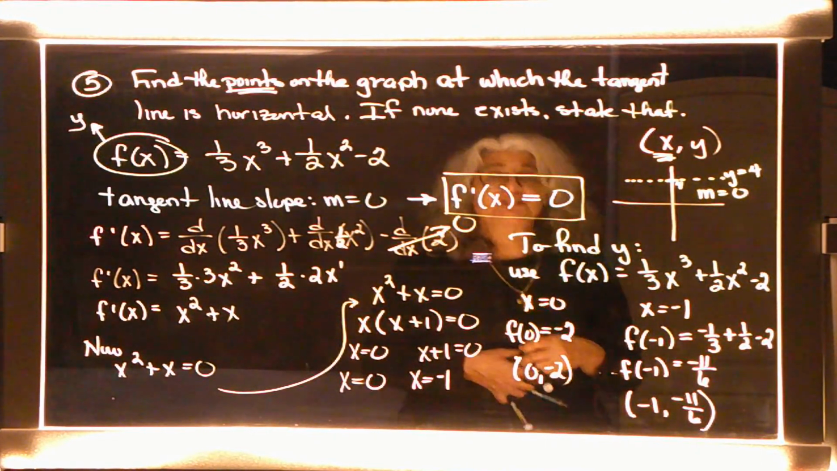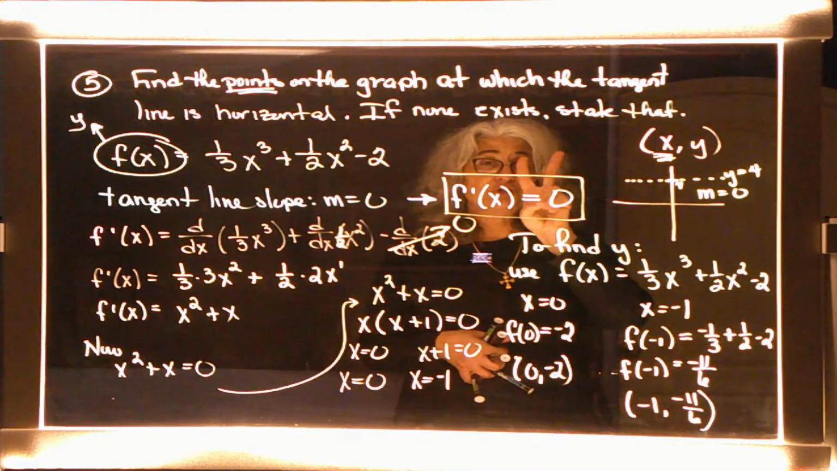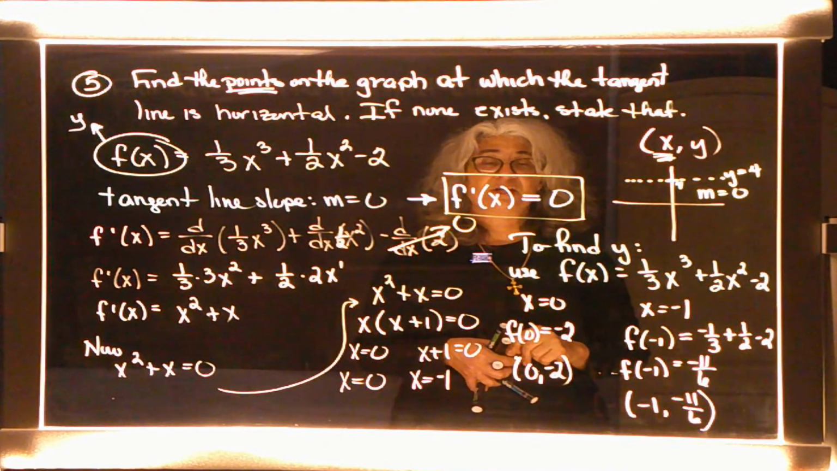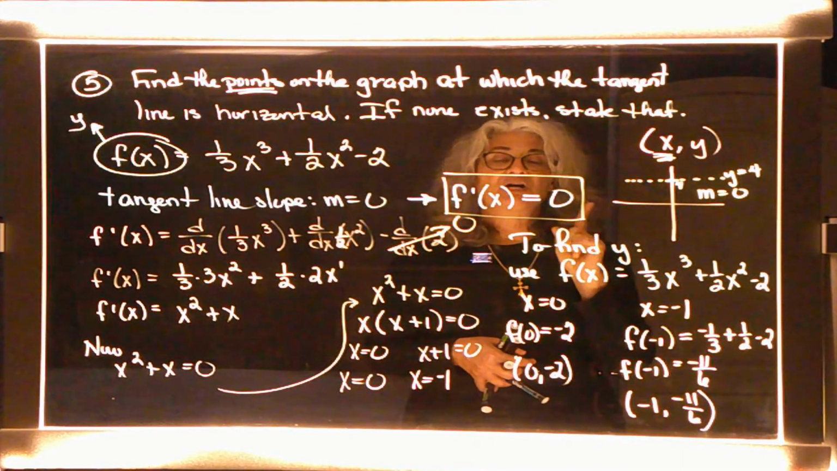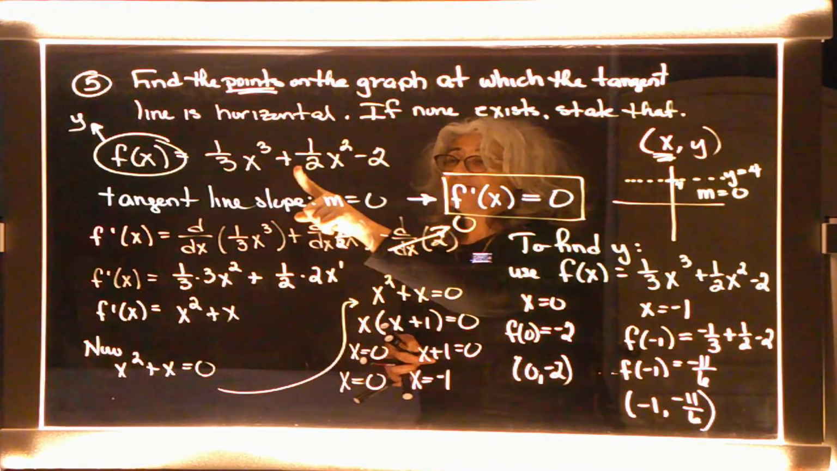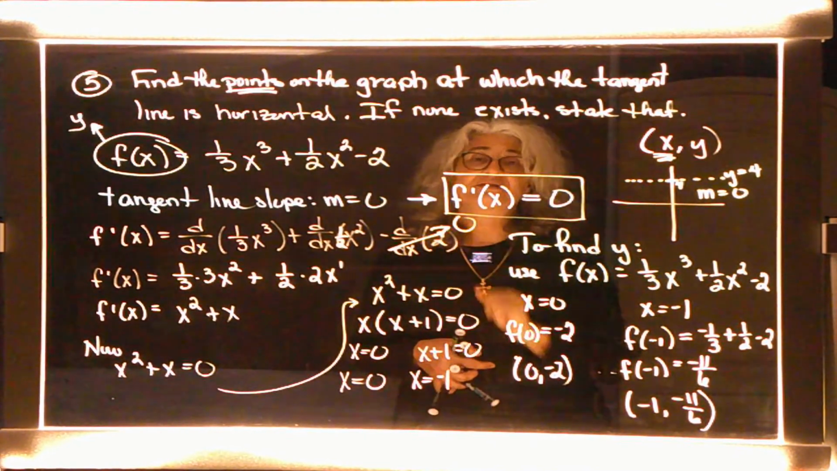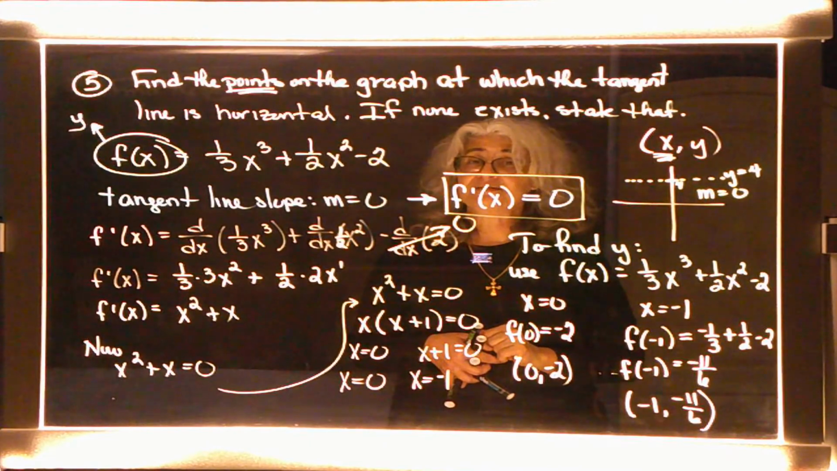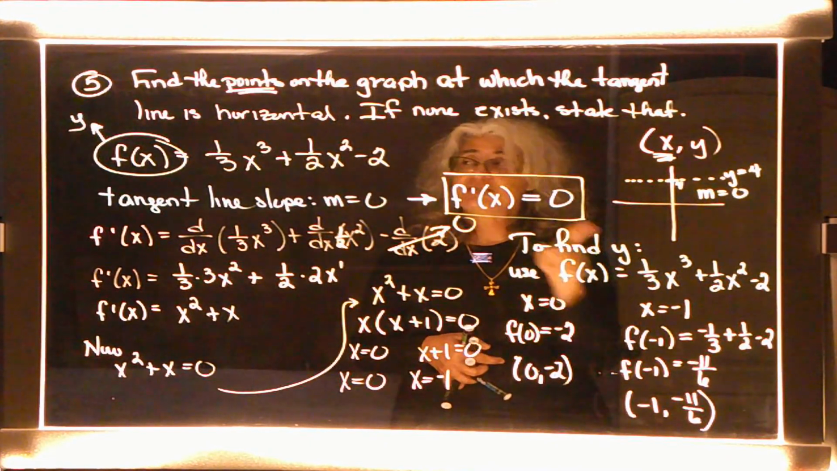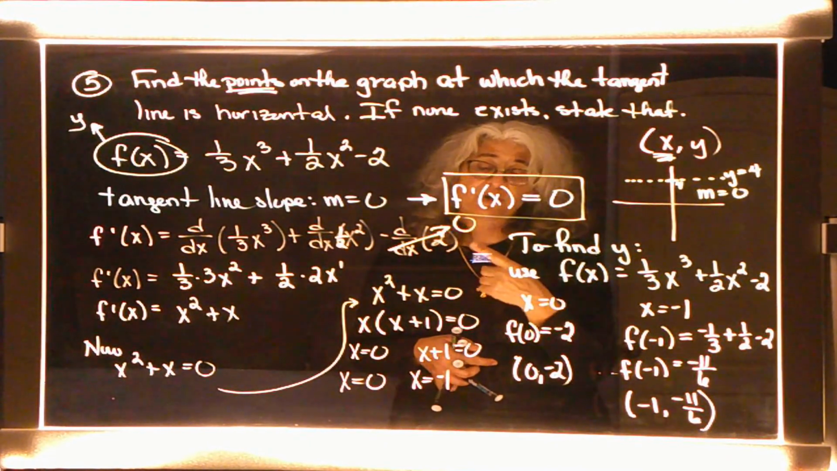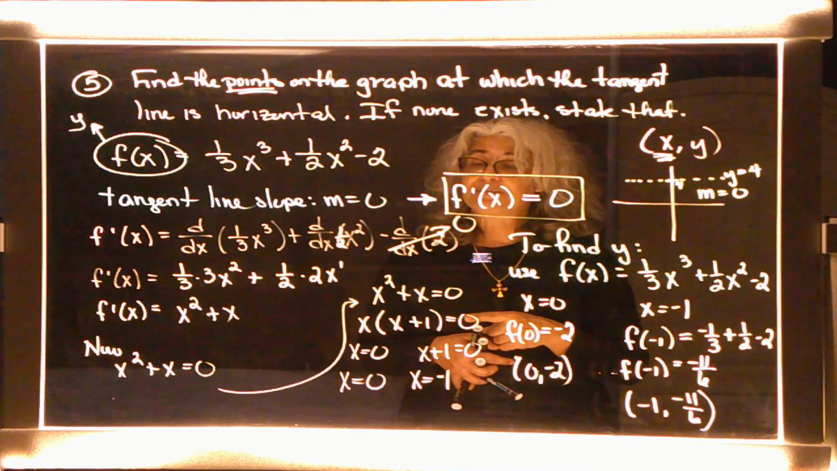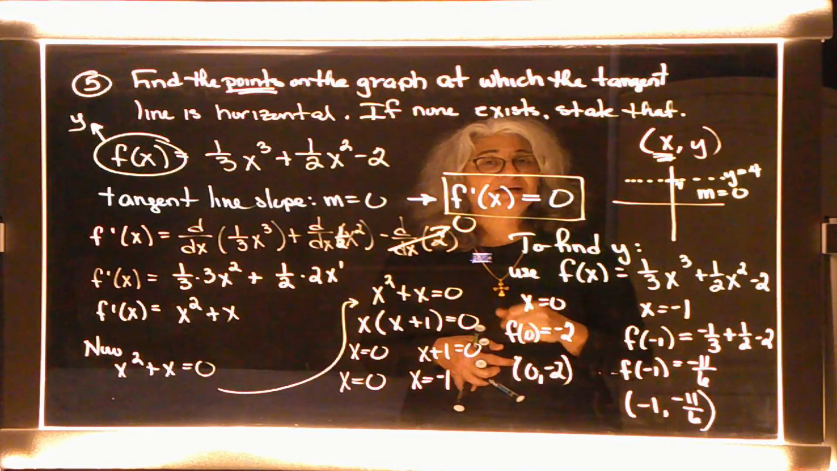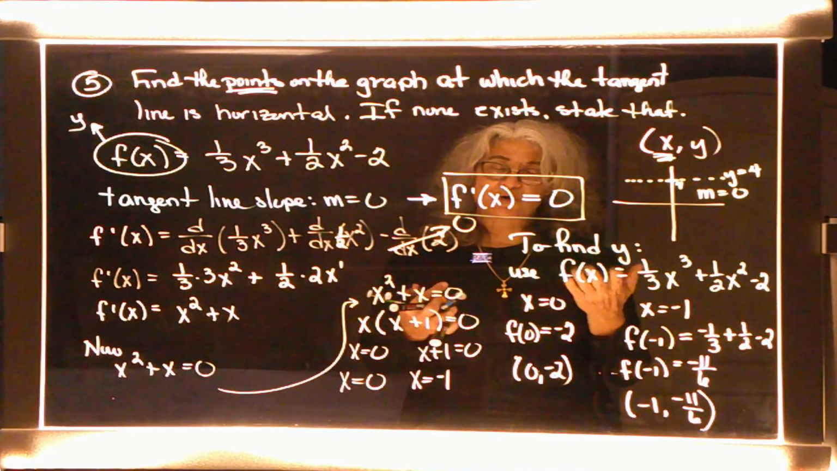So in this particular case, there are 2 points where my tangent line for this graph is horizontal. All right? If you need to rewind this example, rewind this example. Please, rewind it. And in the meantime, I'm going to be back with some more applications.